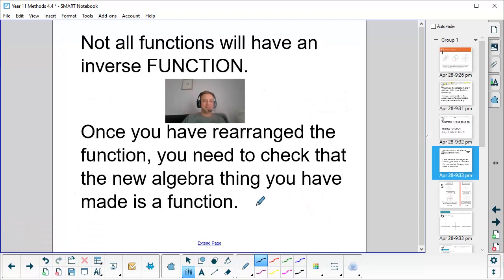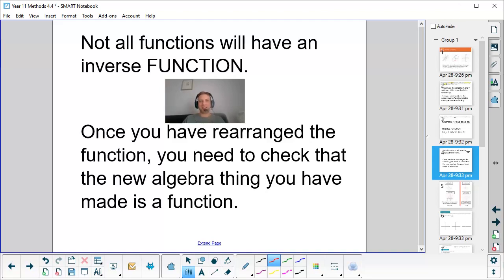And I'm going to stress again, because this theoretical understanding is really, really important, that starting with a function doesn't mean that you'll have an inverse that is a function as well. So not every function in the world will have an inverse function. Okay, everything has an inverse rule, everything has an inverse relation.